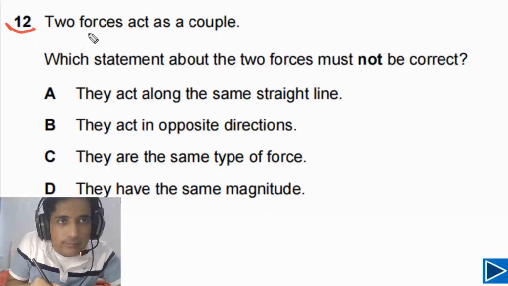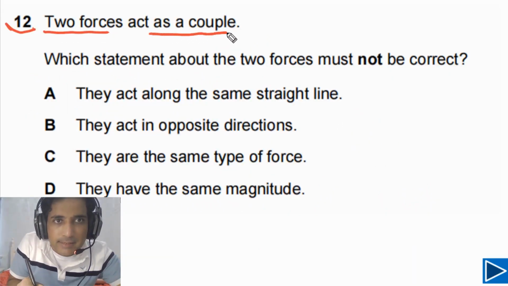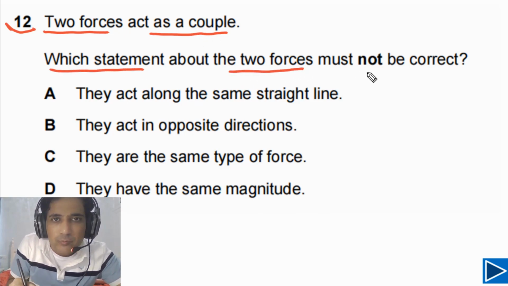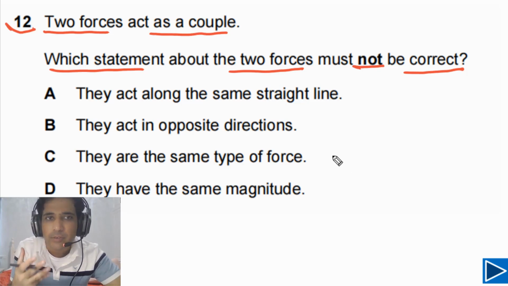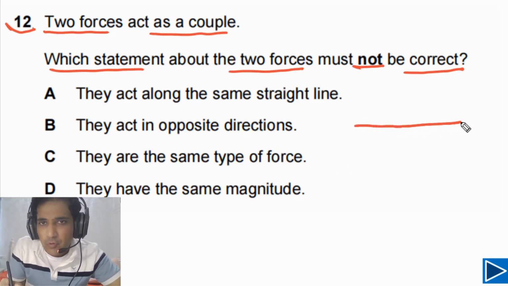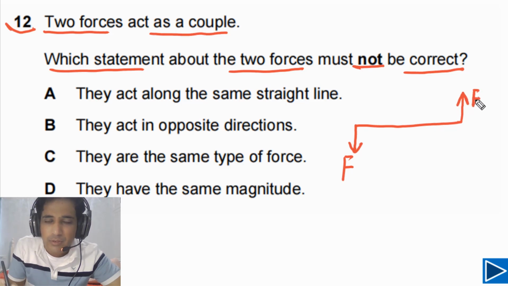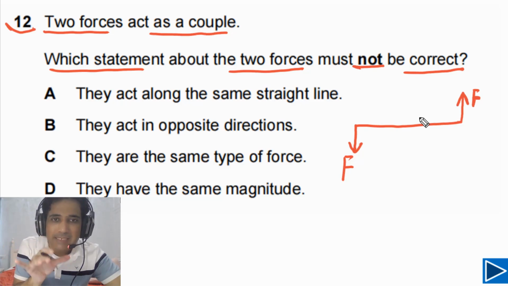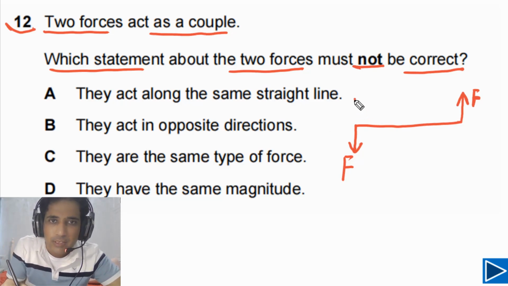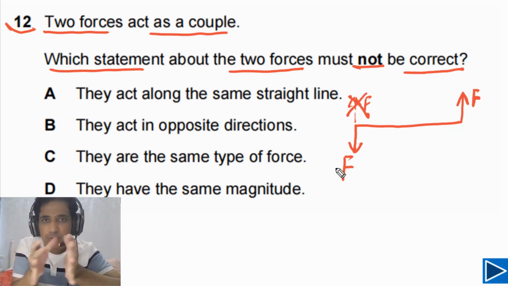For question number 12, it is given to us two forces act as a couple. Which statement about the two forces must not be correct? So first of all, let's try to understand what is a couple. When two forces form a couple, these two forces must be equal in magnitude, and these two forces must be acting in opposite directions, and these two forces should not act along the same line. It means these forces they cannot act like this. So this one is wrong, and these forces have to be separated.